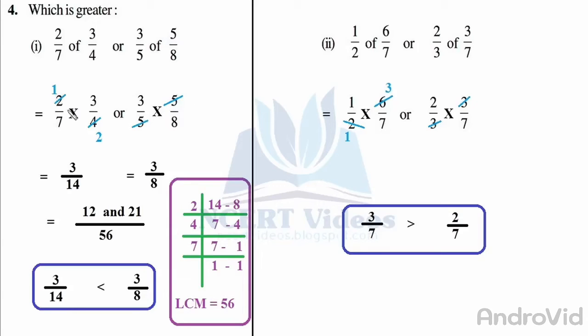So now we will solve it. 1 twos are 2, 2 twos are 4. So 3 over 14. 5 5 cancels straight away. So 3 over 8. But we cannot compare it because it is unlike. We have to make the denominators like.